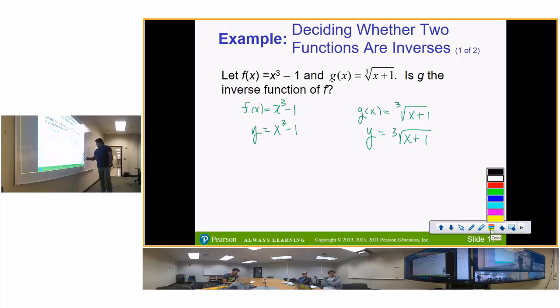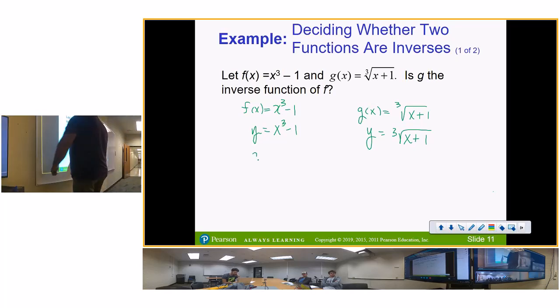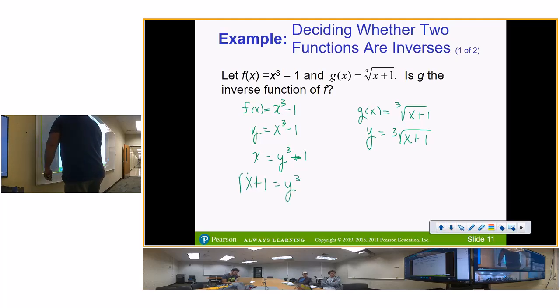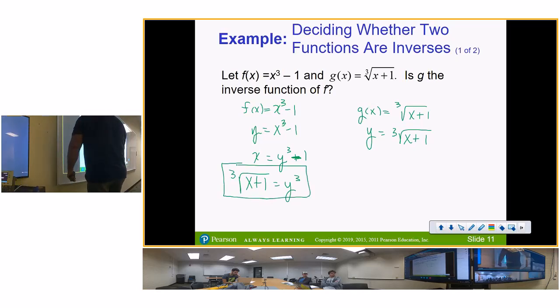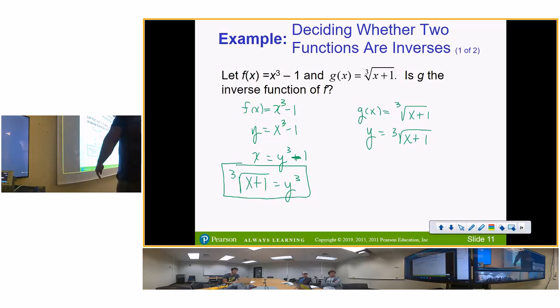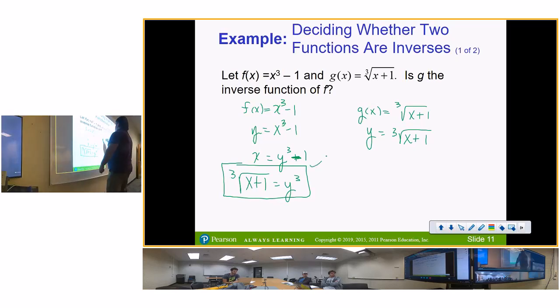All right, here we go. So I'm going to exchange and call this x is equal to y cubed minus 1, add 1, and take the cube root. I didn't read the question. They want to say, is g the inverse function? Yes, it is.